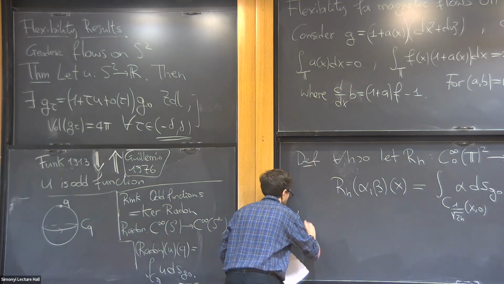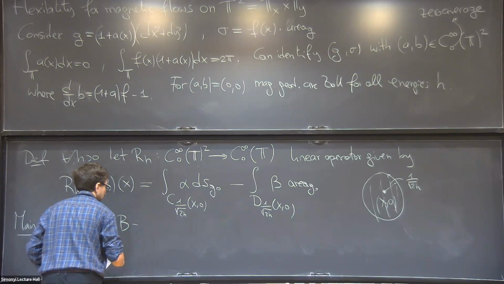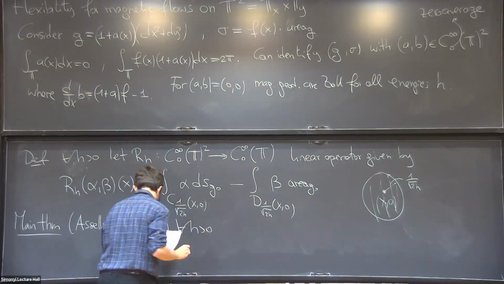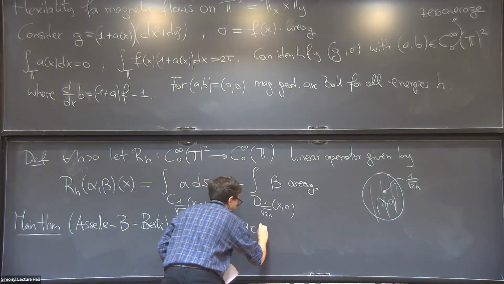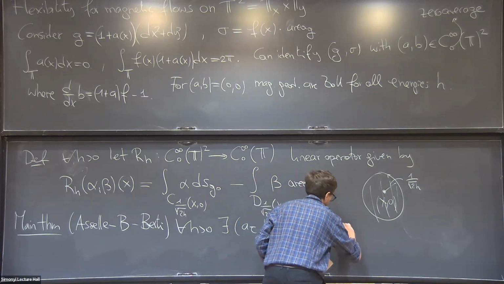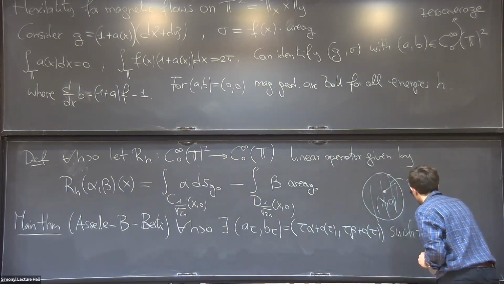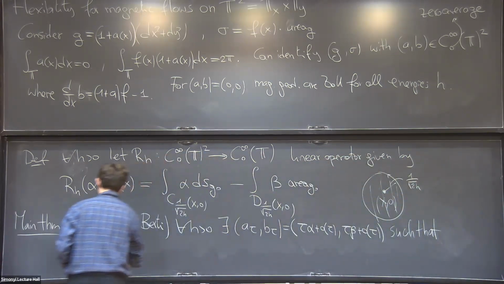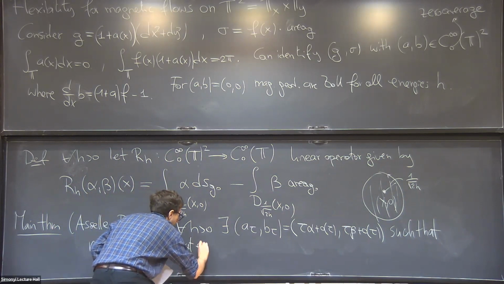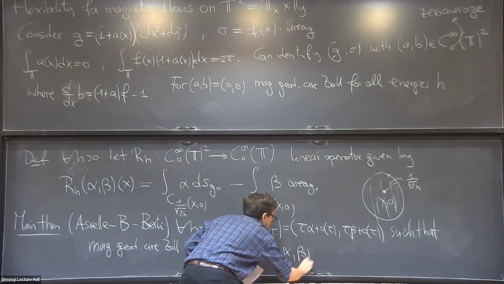So the main theorem, by Luca and Massimiliano Berti, tells me that for all positive energies, I can find a perturbation (A_tau, B_tau), which is of the form tau alpha plus higher order terms, and tau beta plus higher order terms, such that magnetic geodesics are Zoll at energy H if and only if this (alpha, beta) belongs to the kernel of the linearized operator.